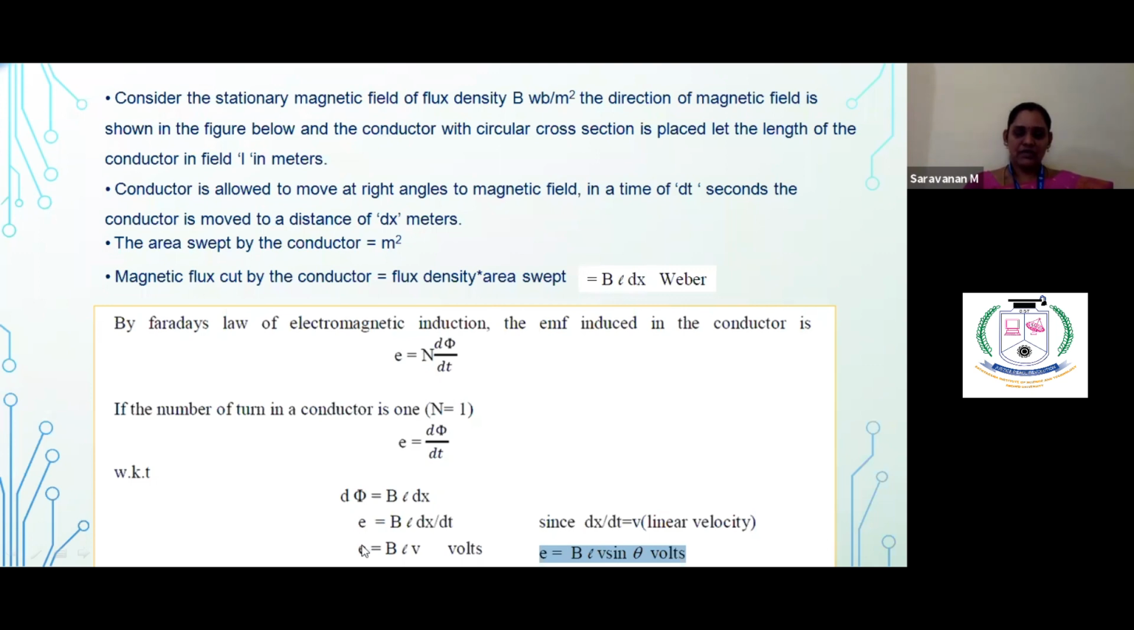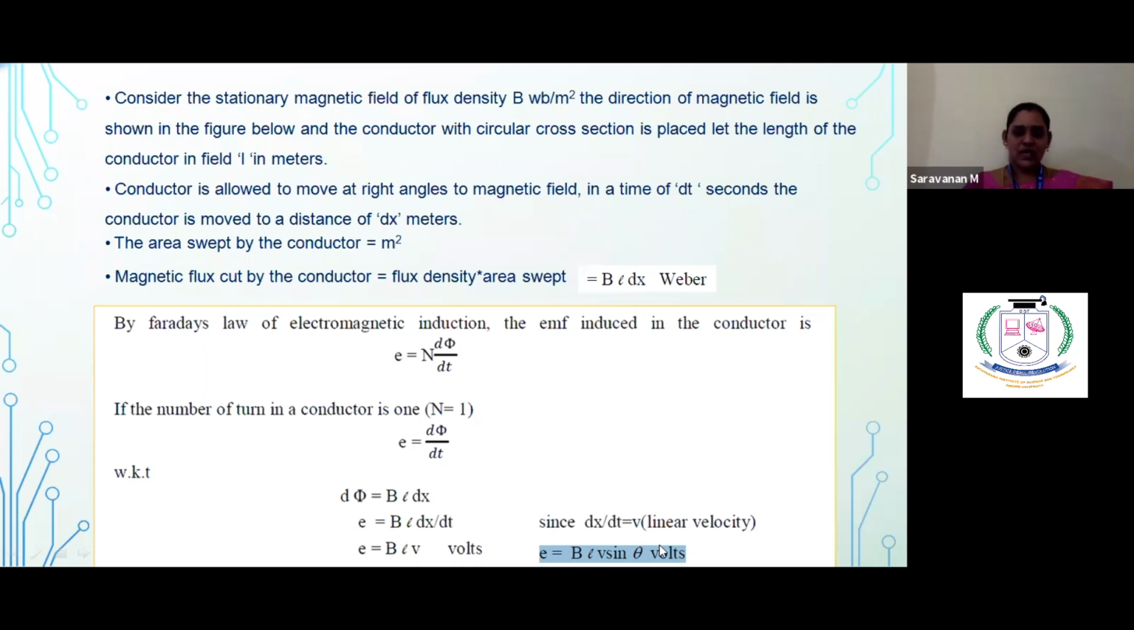So please remember this expression. For a dynamically induced EMF, E is equal to BLV in terms of volt. And if the conductor is making an angle of theta, then you can write it as BLV sine theta. And don't forget this unit. The unit for EMF is always going to be volt. So this is for your dynamics.